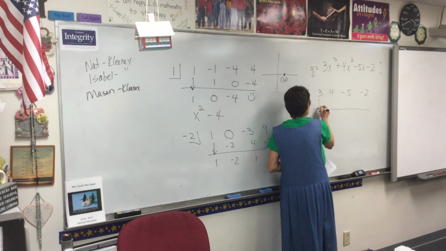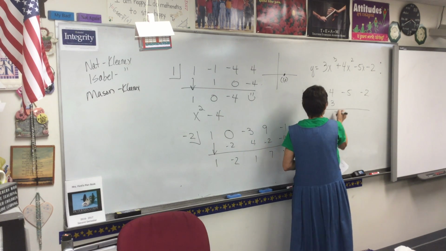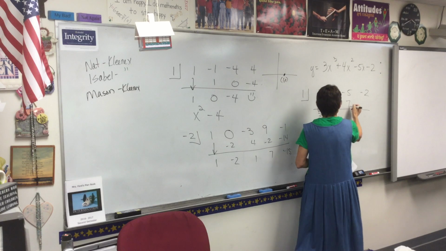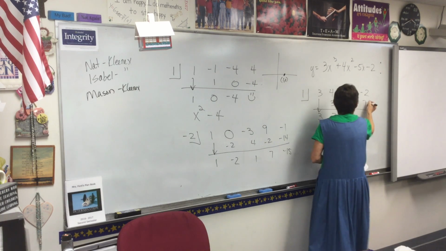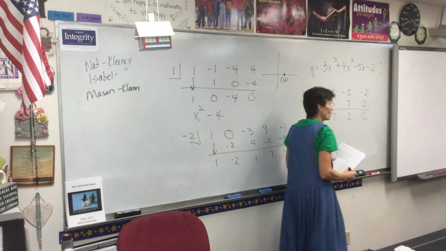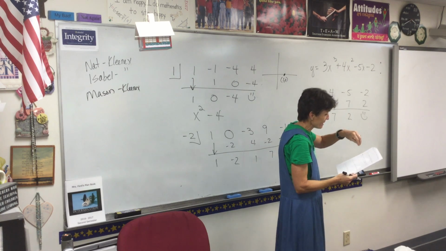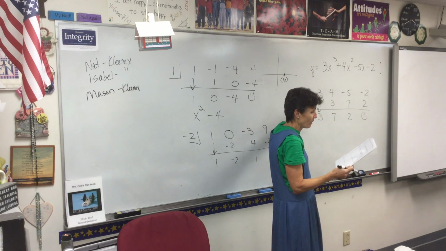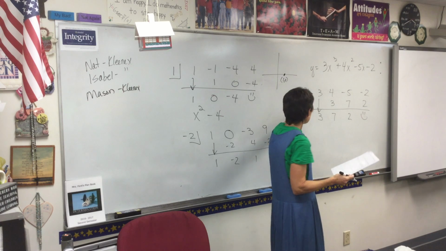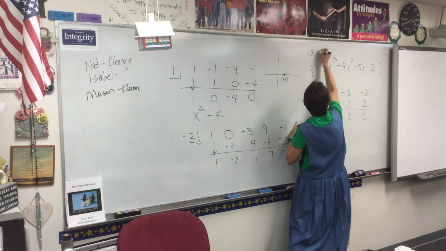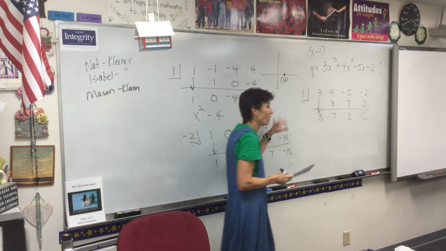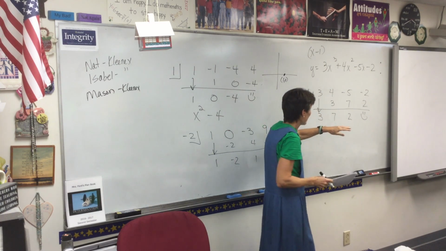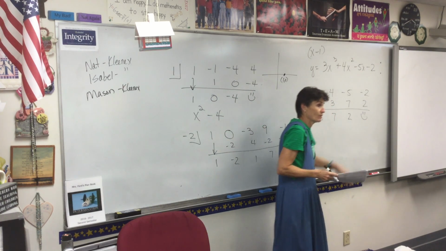What's going to happen when I do this division? What am I going to get? A 0. And I know I'm going to get a 0 because they tell me that this is a 0. This is a factor. X minus 1 is a factor. They tell me that in the problem. So if I divide it out, I'm going to get no remainder.